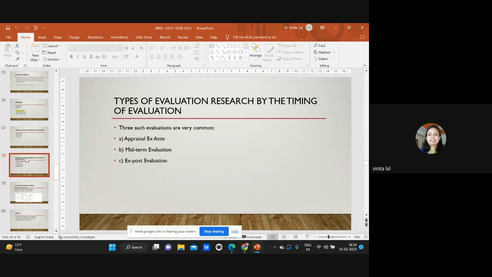It is an evaluation of a completed program or project, and its purpose is to study whether the program and project objectives have been achieved, and it also includes the lessons to be drawn for future improvement in later phases or in similar programs elsewhere. So these are the types of evaluation.